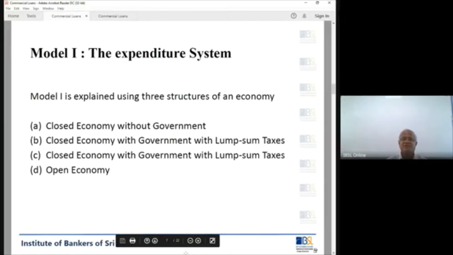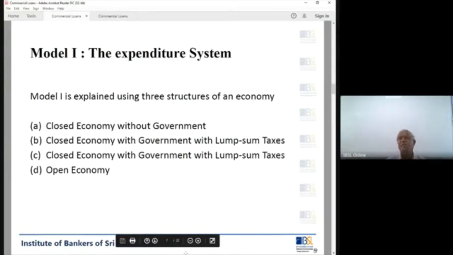For B and C it's the same, no? C should be closed economy with government with proportional taxes. What is a lump sum tax? Just to explain, a lump sum tax is a tax irrespective of the income.